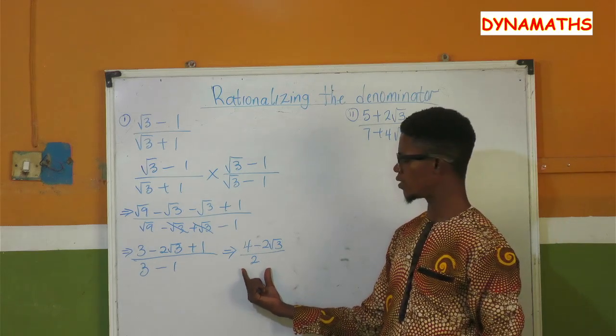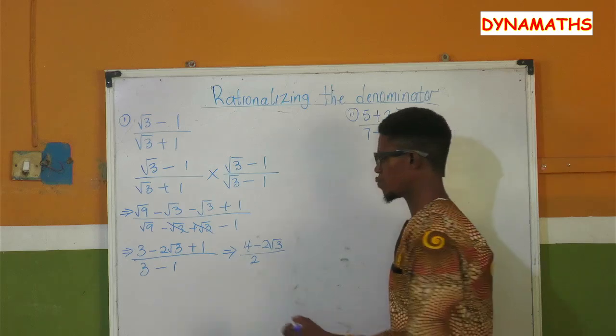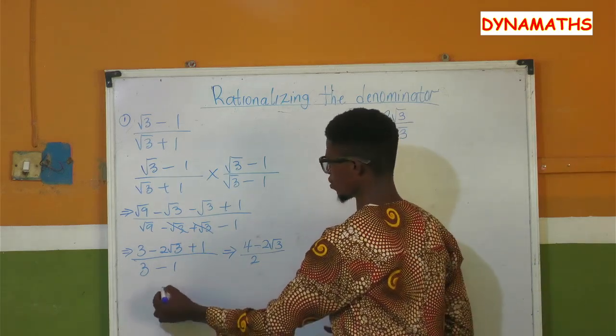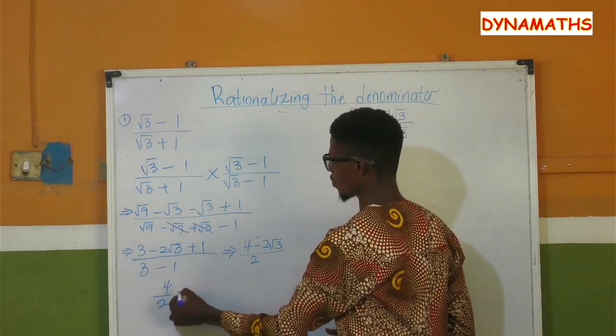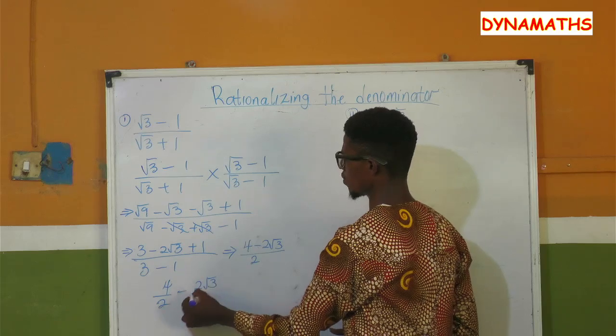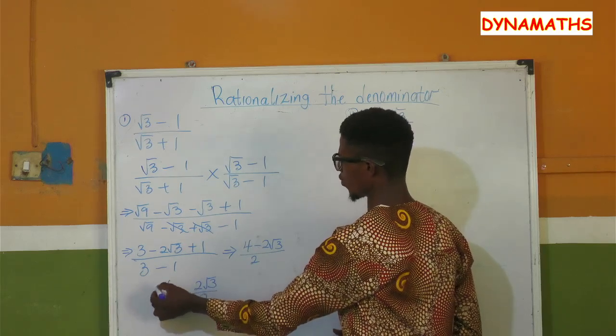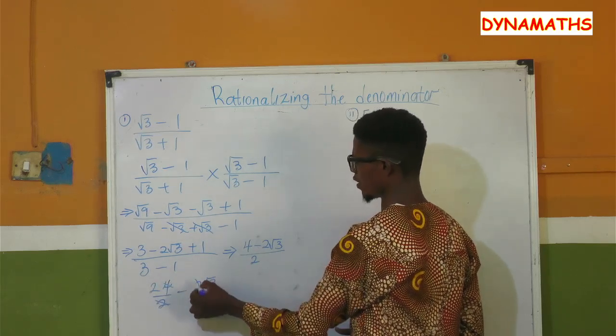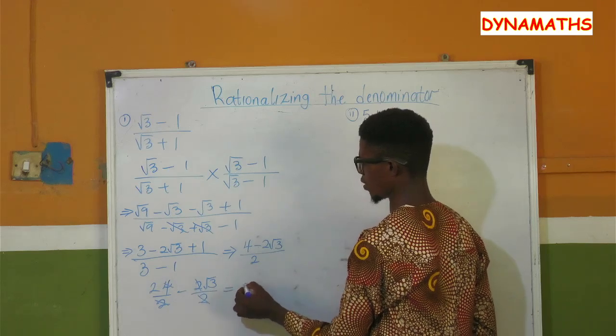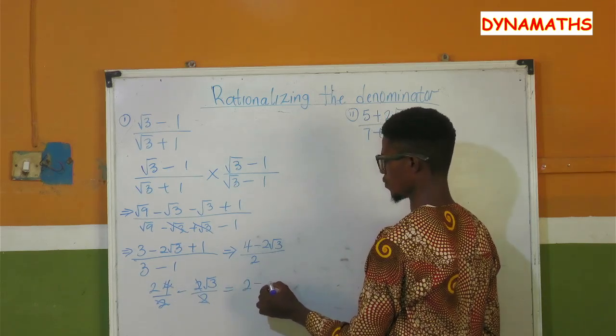Since this is a fraction, this also can be written as an expression of 4 over 2 minus 2 root 3 over 2. So we know 2 can divide 4 to give us 2, and this 2 can divide this 2 to give us 1. So this expression will now become 2 minus root 3.